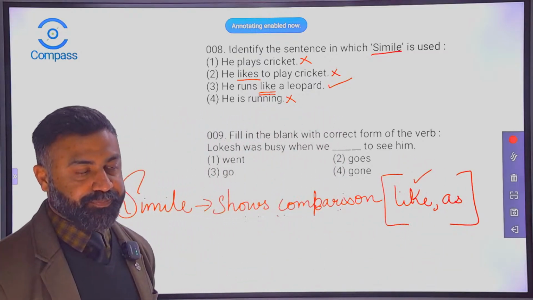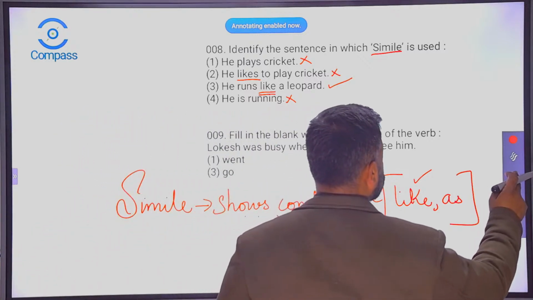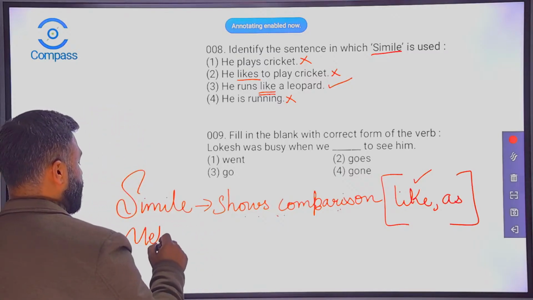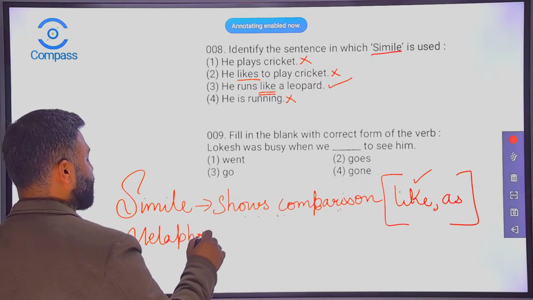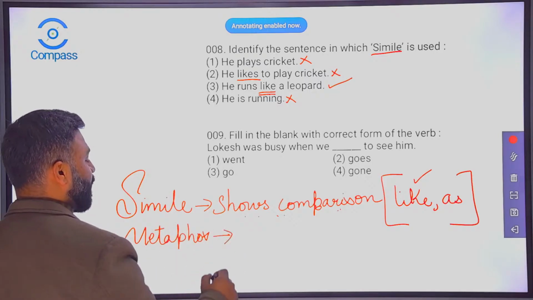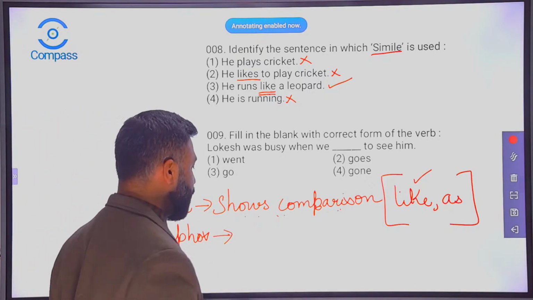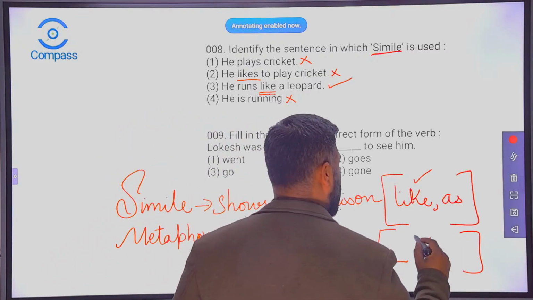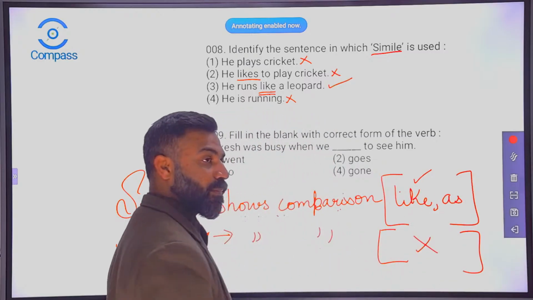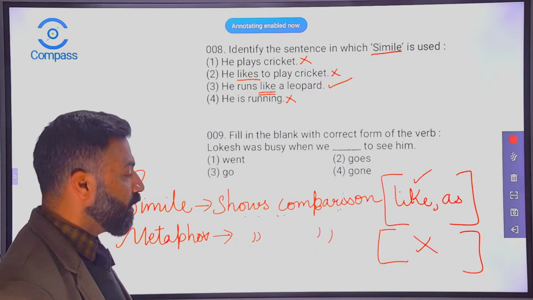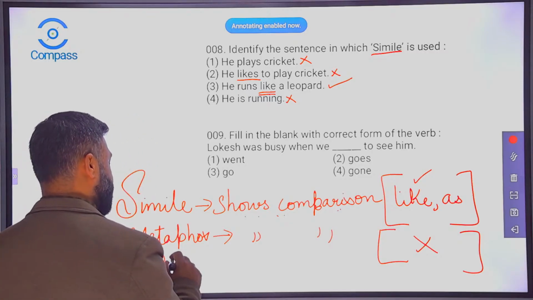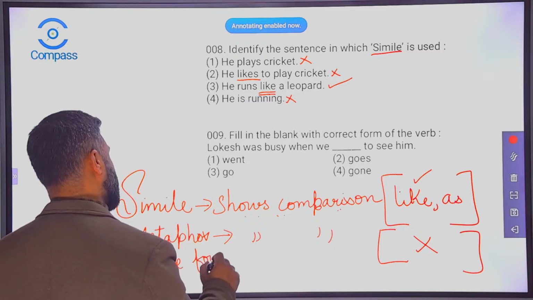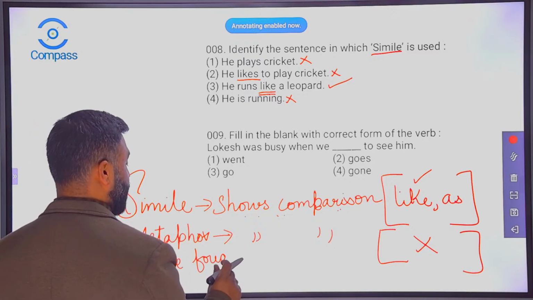That is a simile. Now I would like to share the difference between simile and a metaphor. You know what is a metaphor? It also shows comparison, but these two words are not there. These two words are not there. For example, let me put it this way.